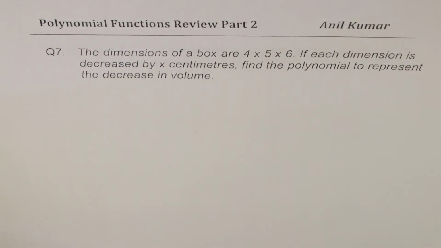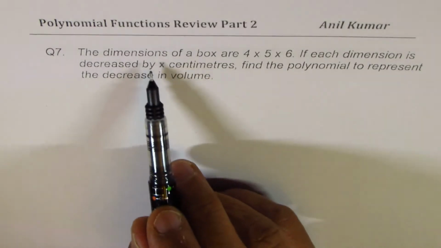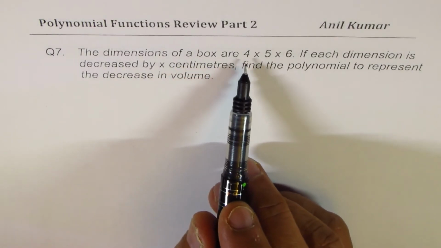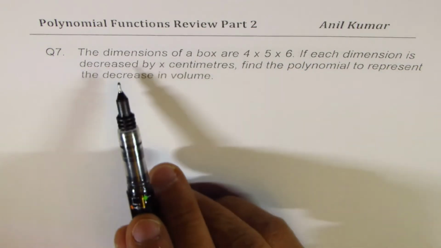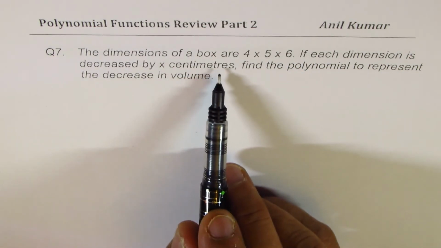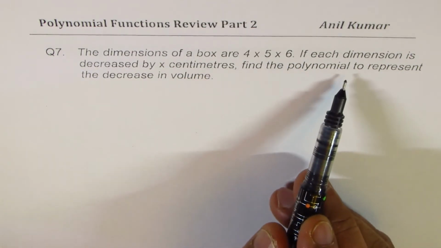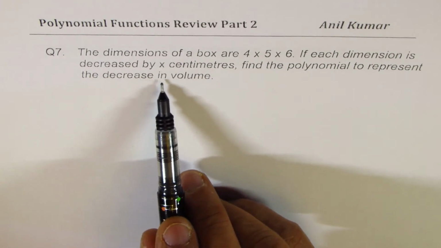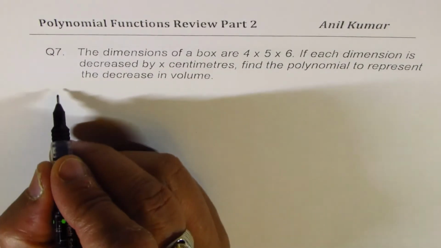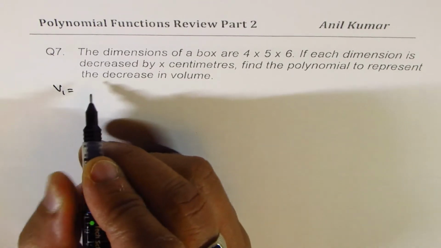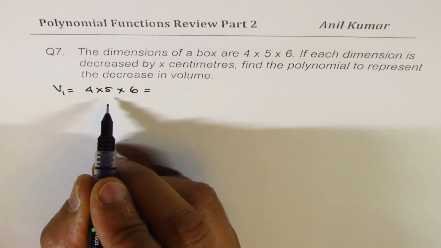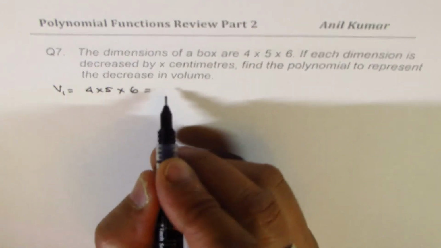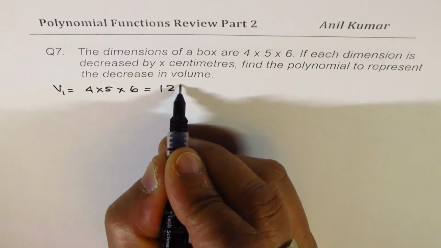Question number 7. The dimensions of a box are 4 times 5 times 6. If each dimension is decreased by x centimeters, find the polynomial to represent the decrease in volume. So the original volume, we can say V1, is 4 times 5 times 6, which is 20 times 6, or 120.